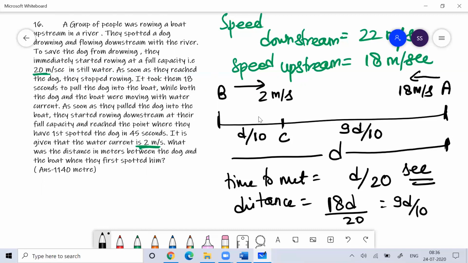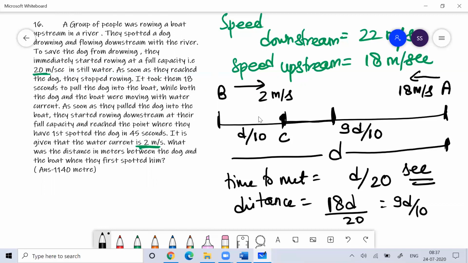So this is given. They spotted the dog drowning and flowing downstream with the river. To save the dog from drowning, they immediately start rowing at full capacity. As soon as they reached the dog, they stopped rowing. So the moment they got to the dog here, they stopped rowing. It took them 18 seconds to pull the dog into the boat.